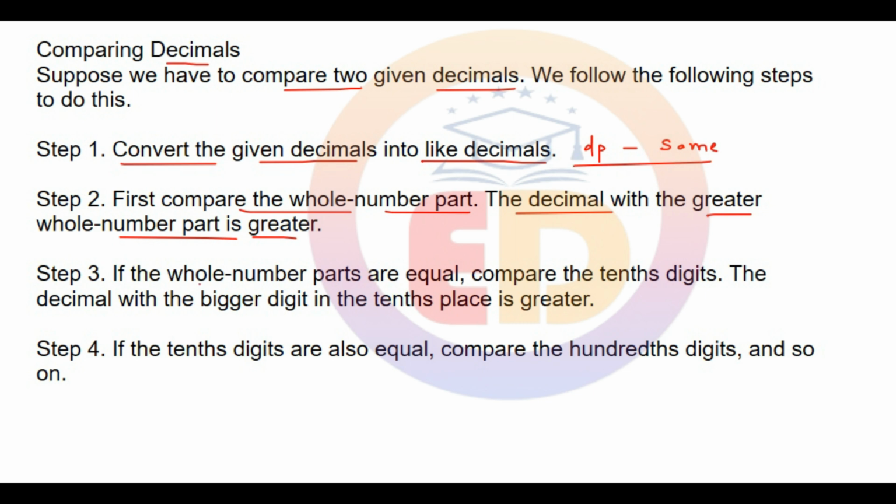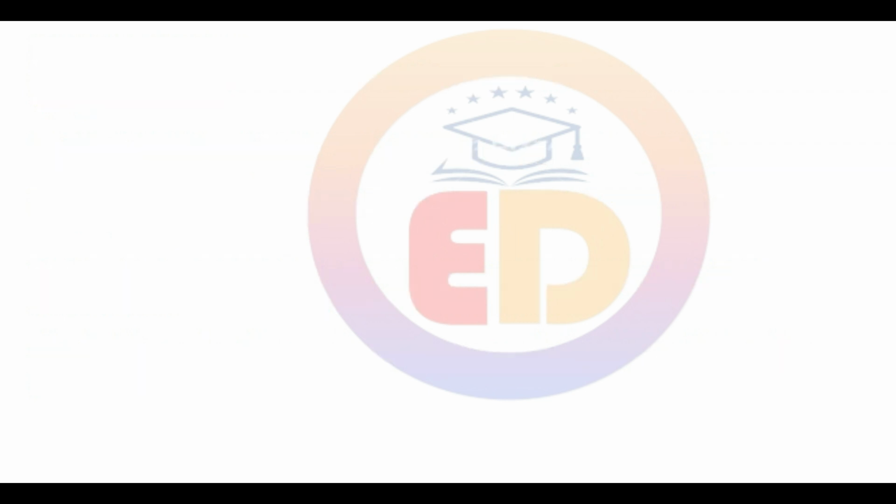If the whole number parts are equal, then we compare the tenths digit. The decimal with the bigger digit in the tenths place will be greater. And the next step will be, if the tenths digit is also equal, then we compare the hundredths digit. If the hundredths digit is also equal, then we compare the thousandths digit. Let us understand the first step. For this, we will take an example.